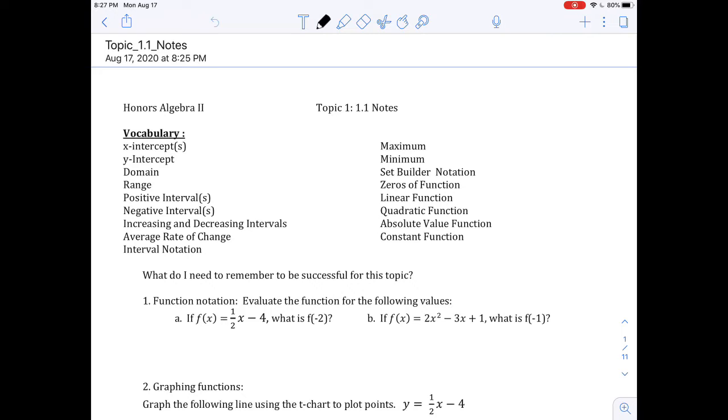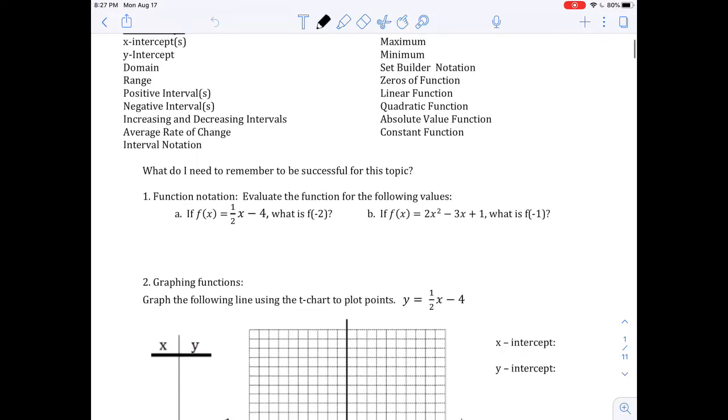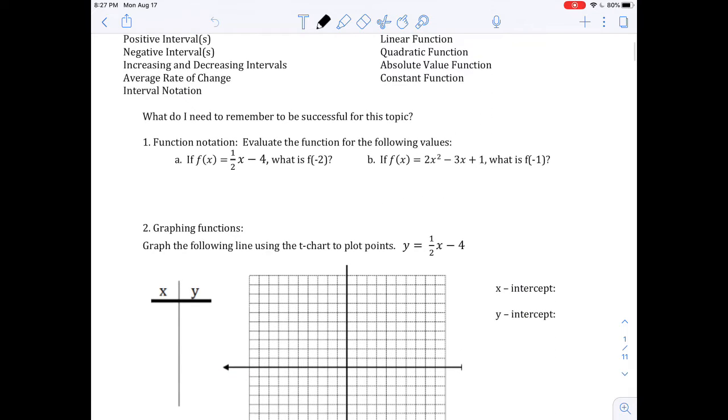So you see at the top, all of that vocabulary you are going to learn in topic 1.1, and it's a lot. So we'll spend a couple days on this. In order to be successful in topic 1.1, we have some prerequisite skills that we want to focus on and have you practice, and then we'll jump into the new material. So we begin with function notation.